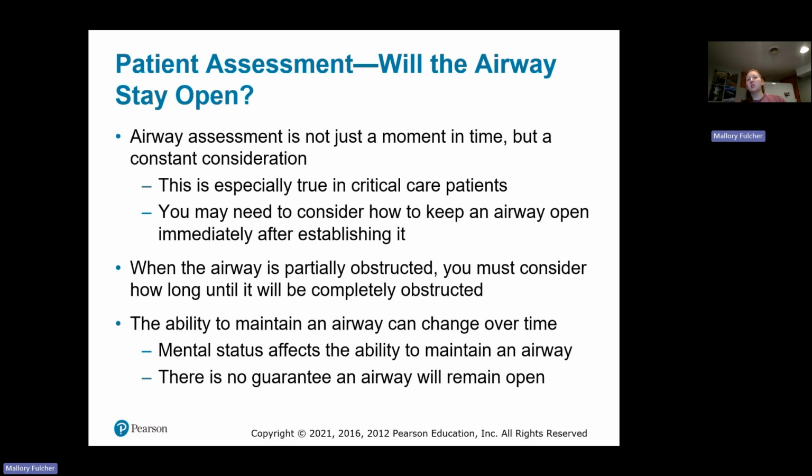But if you have somebody that does have difficulty breathing, you really want to go back and ensure that that airway is staying open. If there's any sort of change to the mental status of the patient, you want to go back and make sure that airway is still open. Because without an airway, we won't have a patient that's alive for very long, right? So it's a really important thing that we're assessing that airway.